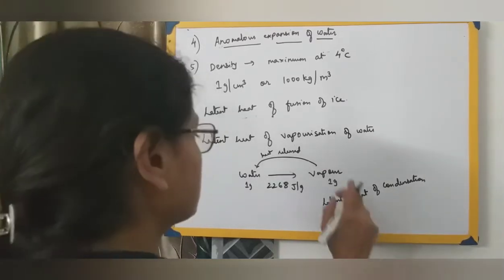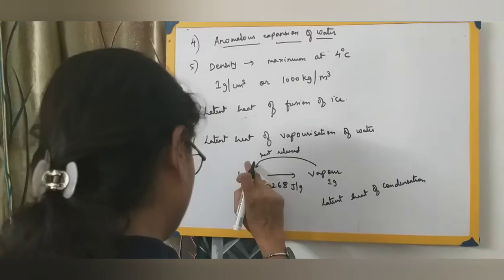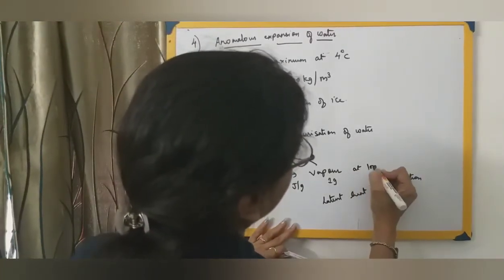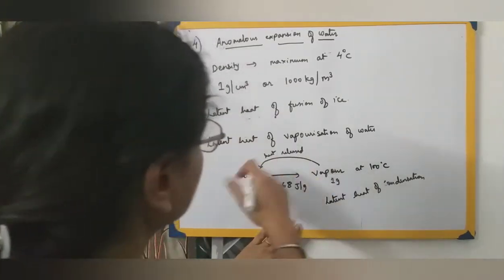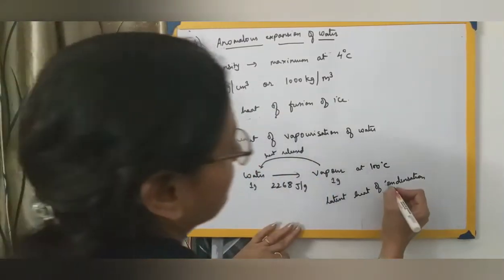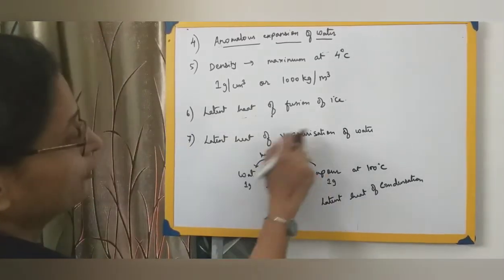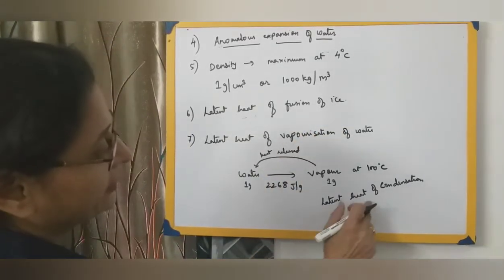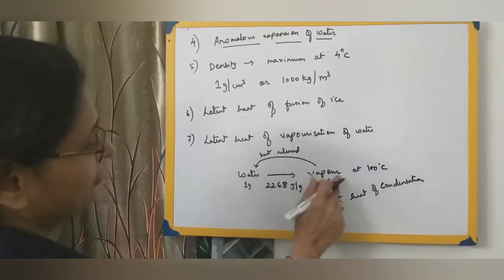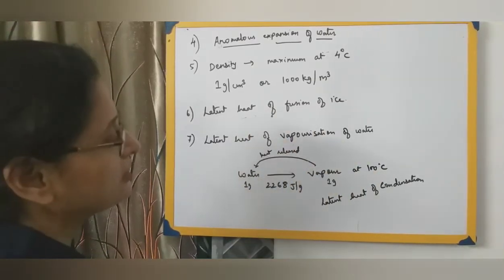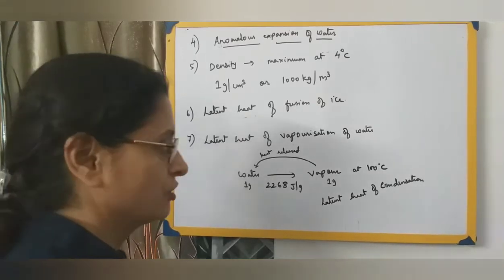That is, 1 gram of steam or vapor changes into 1 gram of water at 100 degrees Celsius. This is called the latent heat of condensation. Clear, everyone? That is the latent heat of vaporization of water as well as the latent heat of condensation. On this side we are moving toward vaporization, and when you are turning back on this side, this is the latent heat of condensation of water.